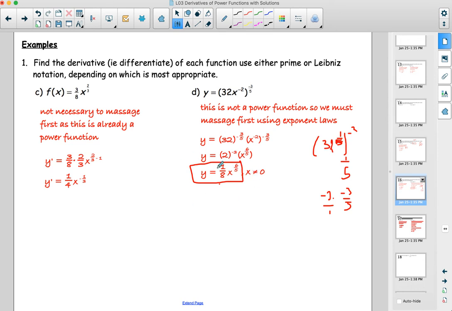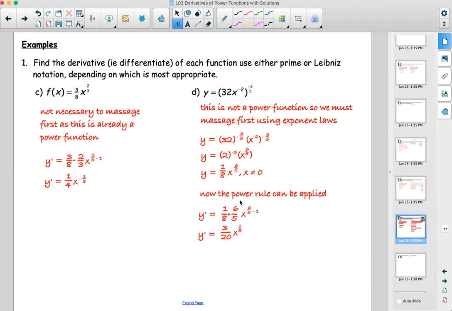All right, it is now a power function. Now we are ready to take the derivative. Again, that exponent comes out in front, and we take 1 away from the exponent. So we have 1/8 times 6/5 times x to the 6 over 5 minus 1. That's 6 over 5 minus 5 over 5, which is 1 over 5. 6 over 40 reduces to 3 over 20. So the derivative is 3 over 20 times x to the 1/5.